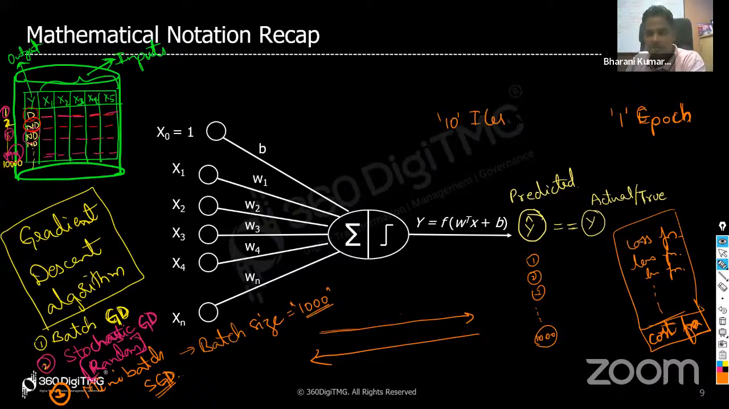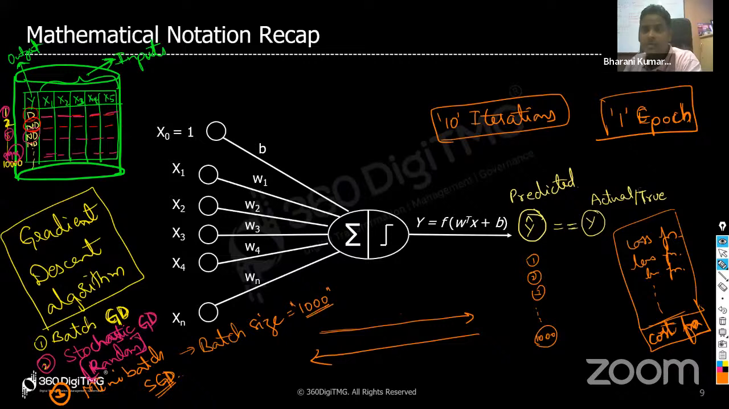You'll have 10 iterations. A lot of you are responding. Thank you so much. So within one epoch, you'll have 10 iterations. Okay, bang on, right? So that's about batch gradient descent, stochastic, mini batch, stochastic gradient descent.